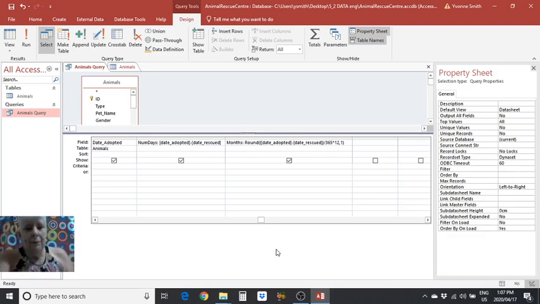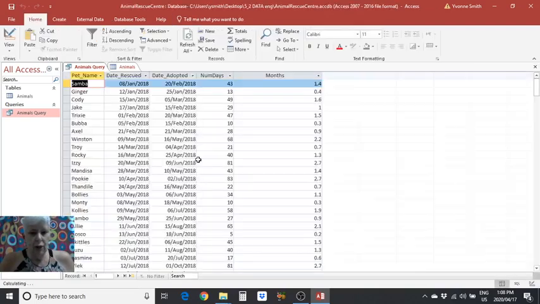You've done a nested function that says the date adopted minus the date rescued divided by 365 times 12, and then we've put a round function and said, round that whole function. So we start with a bracket, we go right to the end, we say comma 1, and we close with a bracket. Remember, opening brackets and closing brackets must be of equal amounts, exactly the same amount. And that, lovely people, is calculations with dates.